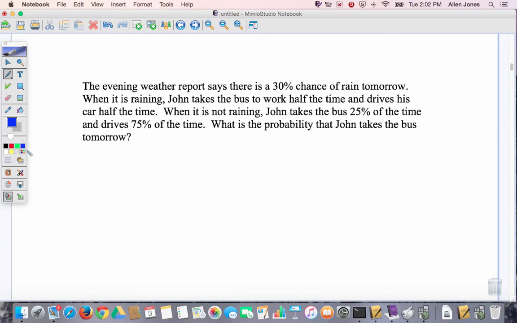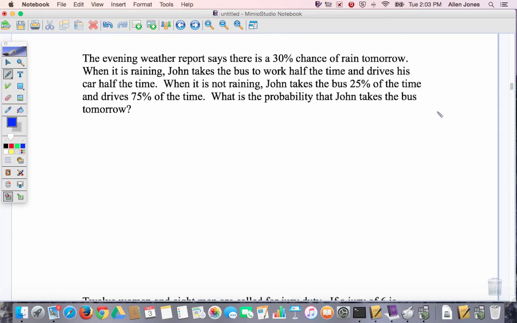Let's go here to the top, look at a special situation or two. Evening weather report says there's a 30% chance of rain tomorrow. When it is raining, John takes the bus to work half the time and drives his car half the time. When it's not raining, John takes the bus 25% of the time and drives 75% of the time. What is the probability that John takes the bus tomorrow? Okay, so these are sequential events. When it rains, he does 2 things. When it doesn't rain, he does 2 other things.